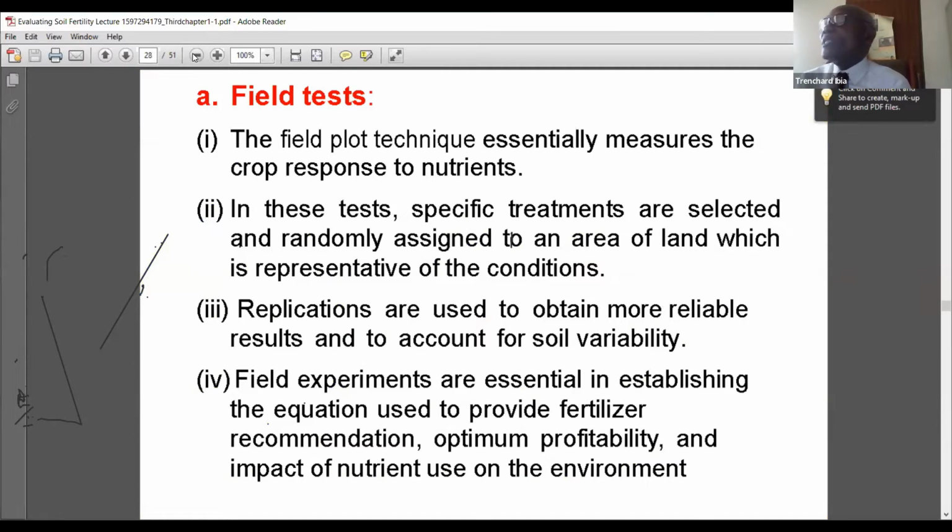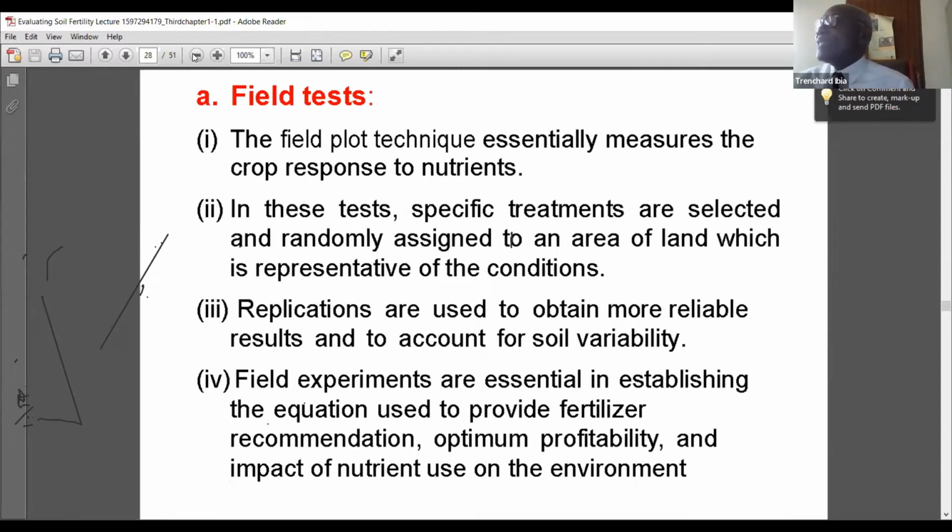NISS and the OCP have done that last year and this year, where certain recommendations, nutrient sources to give particular nutrients are experimented and compared using cassava or maize or rice. In this test, specific treatments are selected and randomly assigned to an area of land which is representative of the conditions. Replications are used to obtain more reliable results and to account for soil fertility.